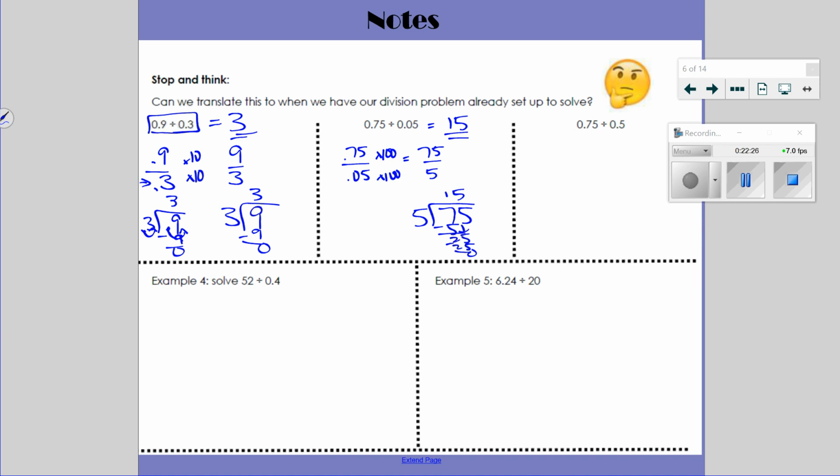Does it make more sense having seen the models as to why we're getting these answers? Kaylee, are you actually writing all of this down? You are? So I'll be checking. Okay.